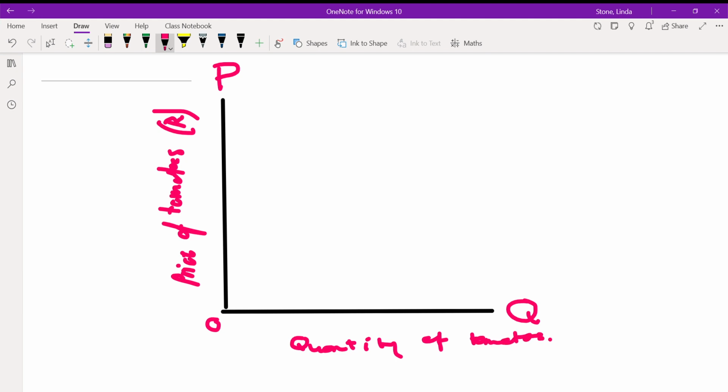Each of these two will start at zero. So this would be a price of zero as well as a quantity of zero. The price axis or the vertical axis will start from zero and then increase. So for instance, 1 rand, 2 rand, 3 rand, 4 rand, and so on, it increases as we move upwards.